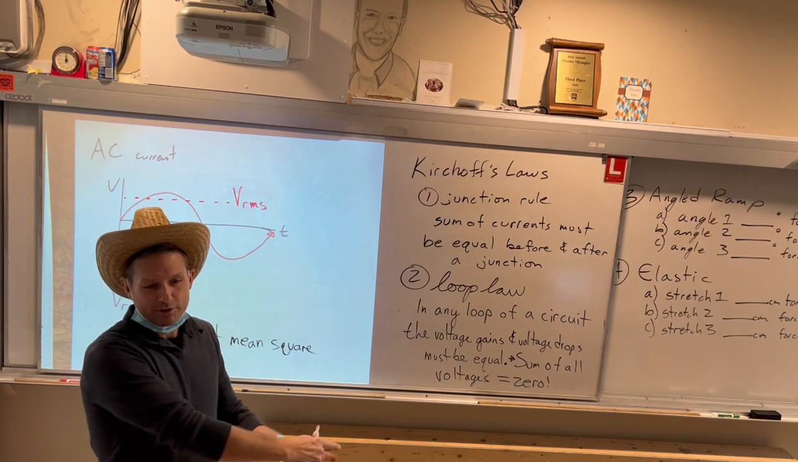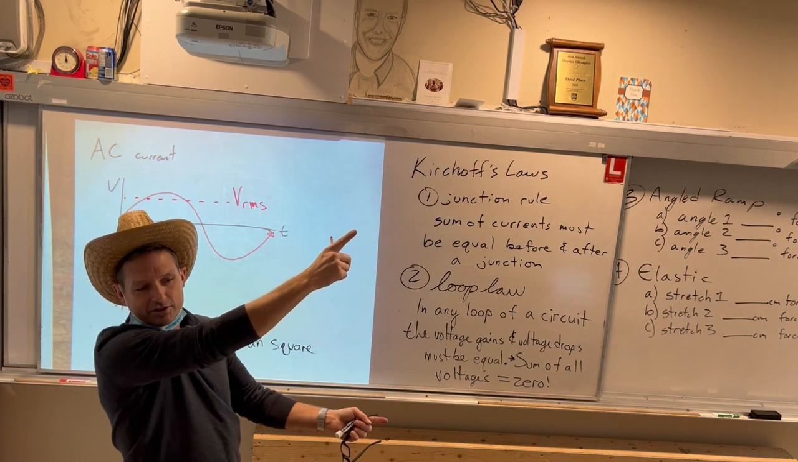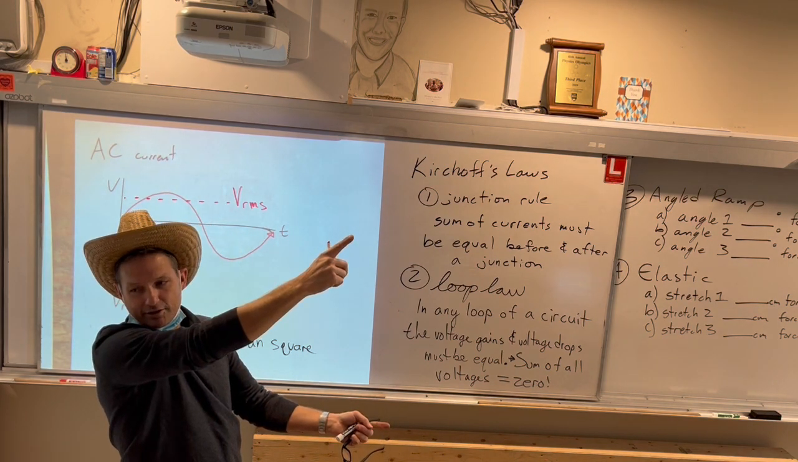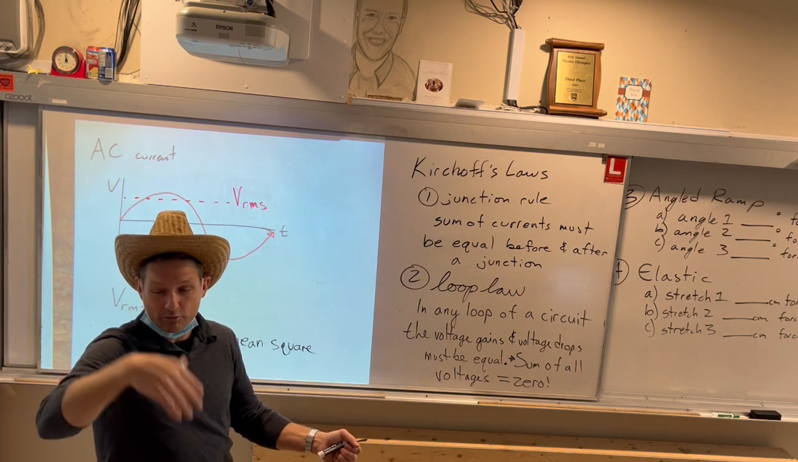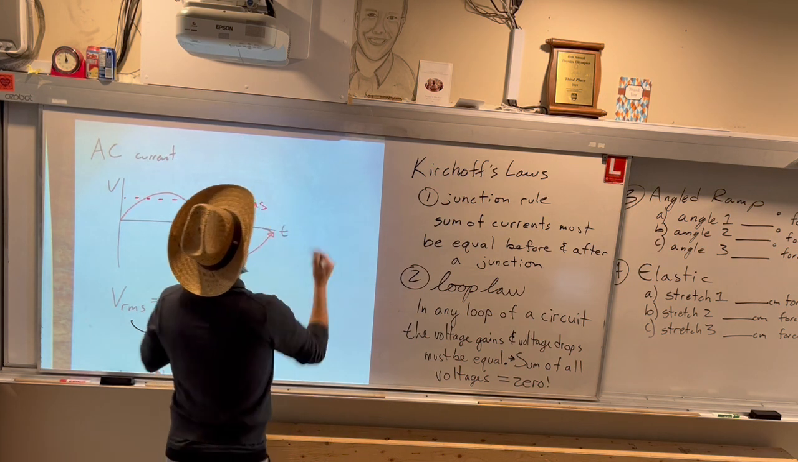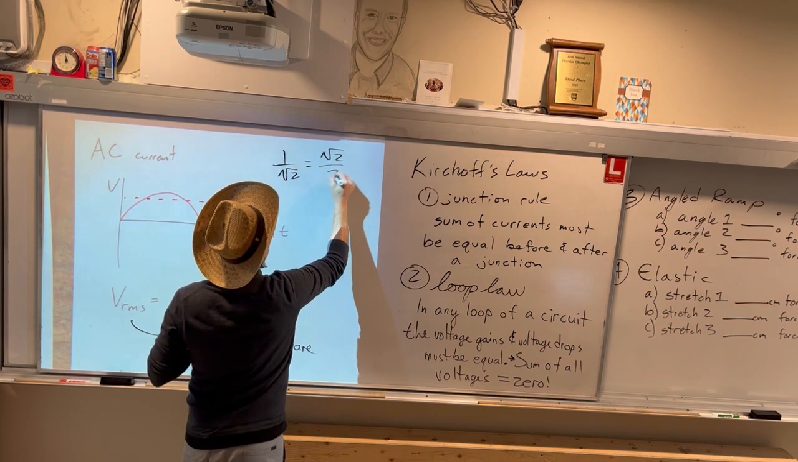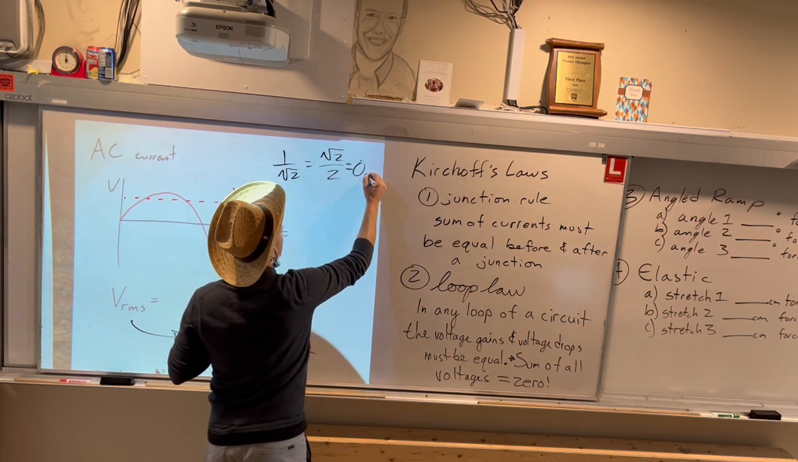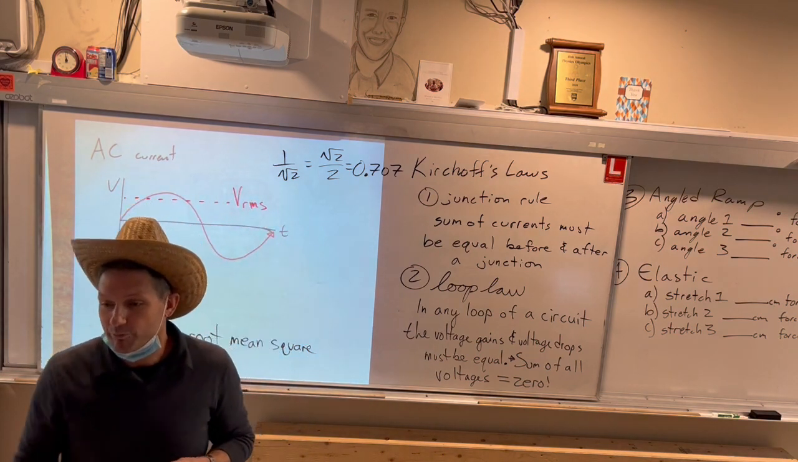What angle is between 0 and 90? 45. What's the relationship of a 45-degree triangle? Edward? Root 2 over 2. Root 2 over 2. 1 over root 2, right? 1 over root 2 is equal to root 2 over 2, which is equal to 0.707. Everyone say 0.707.